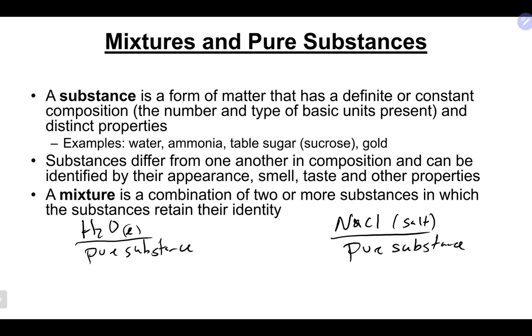Now, when we take two or more pure substances together and mix them, we get what is known as a mixture. A mixture is really the combination of two or more pure substances. The important part about it is they retain their identity. Although they are mixed together, they are still retaining their identity. All the parts of the mixture are not really changing to anything different.